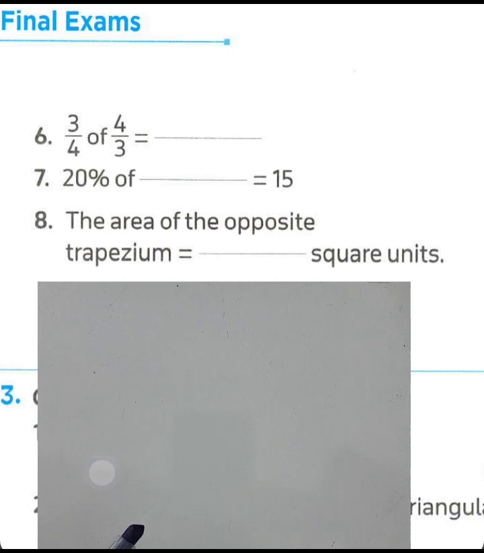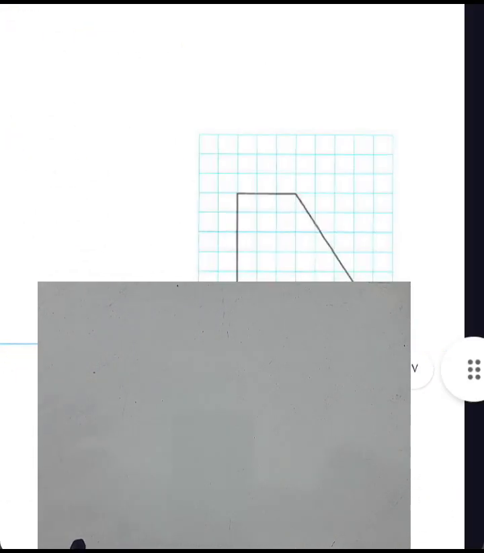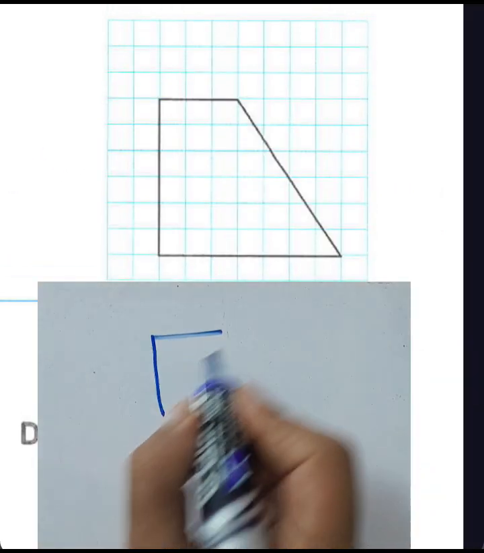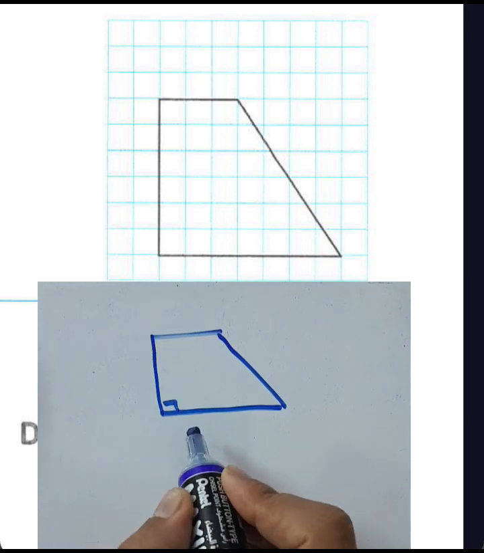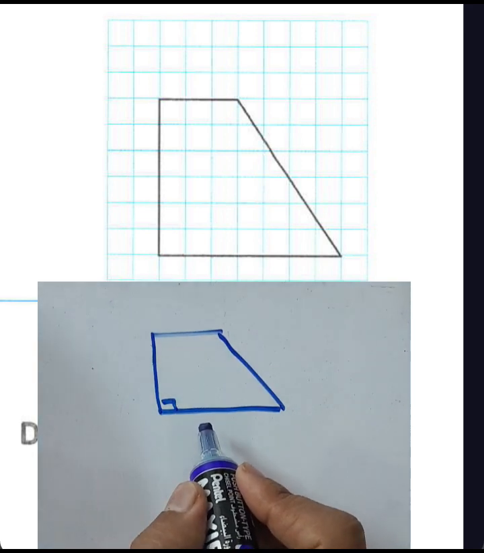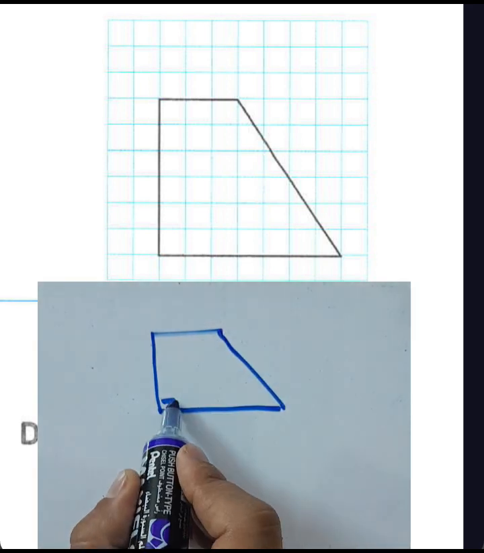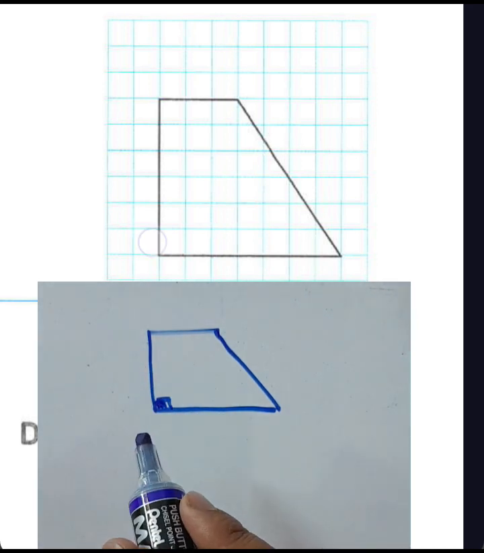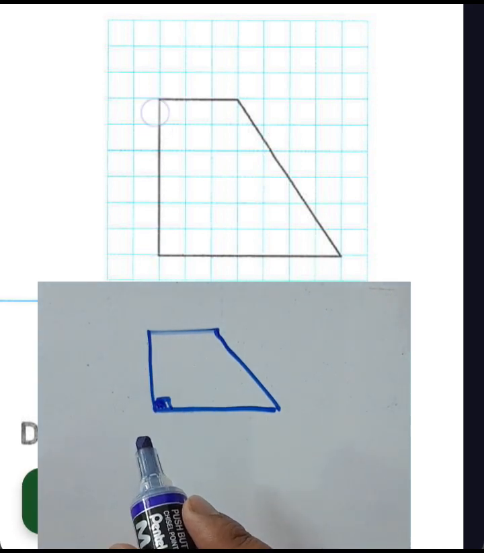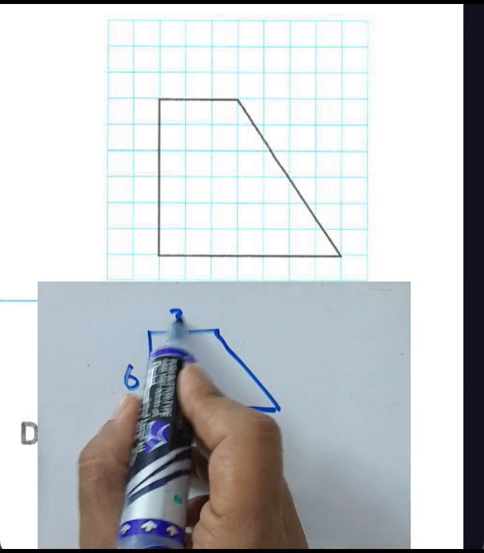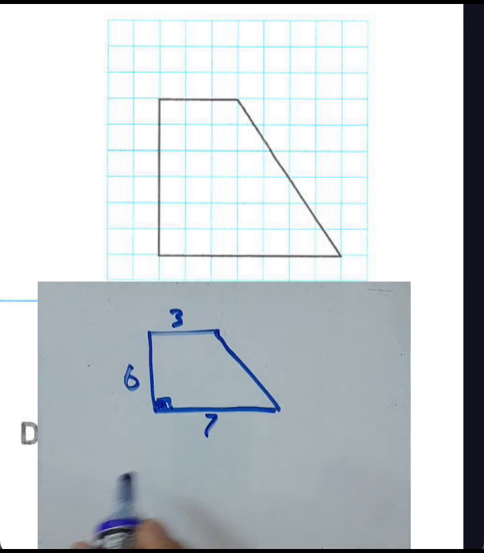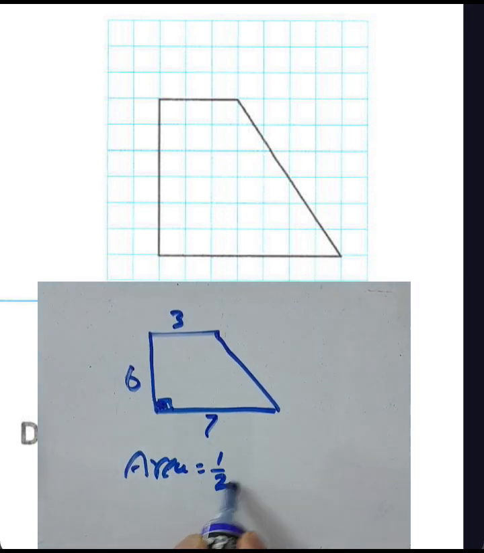Next question: the area of the opposite trapezium equals what? We can find the area of a trapezium as half the sum of the two bases multiplied by the corresponding height. Here we have a trapezium, and this angle is a right angle, so it's perpendicular. The height, count with me: 1, 2, 3, 4, 5, 6 units. The base here is 3, 4, 5, 6, 7 units. Then the area equals half the sum of the two bases multiplied by the corresponding height.